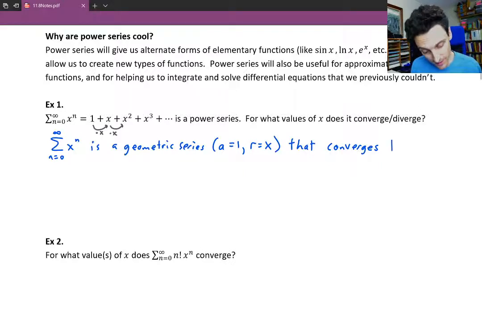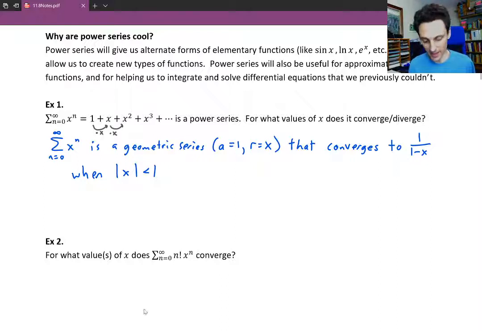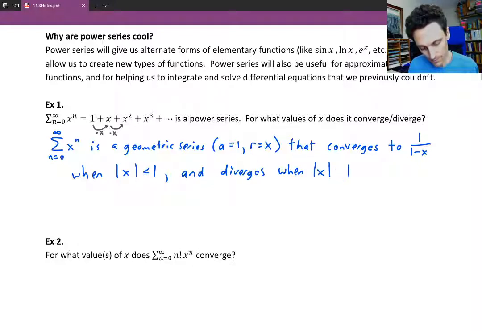In fact, we can even say what it converges to. It's going to converge to 1 over 1 minus x when x is between negative 1 and 1. And remember, our shorthand for that is absolute value of x is less than 1. That means x is between negative 1 and 1. And it's going to diverge otherwise. Okay, so that's where it converges and diverges.